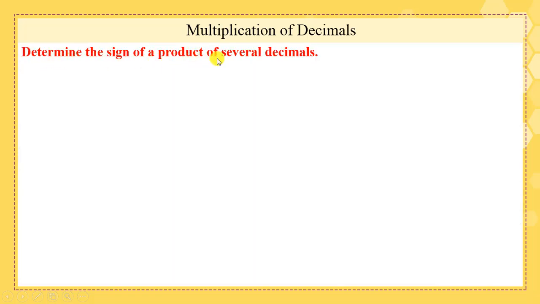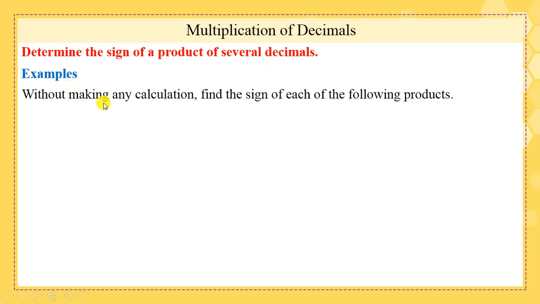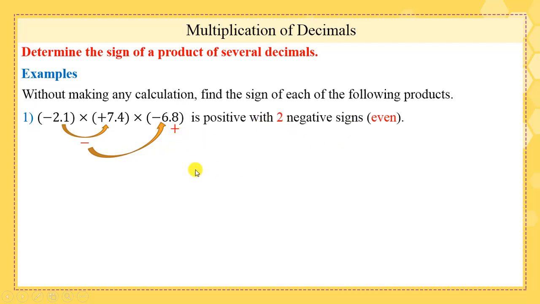Now how to determine the sign of a product of several decimals. Examples. Without making any calculation, find the sign of each of the following products. We have to start first with the detailed method, then we distinguish the rule. Negative times positive, opposite signs, negative. Now negative times negative, same sign, positive. Then this product is positive with two negative signs, 1, 2, and 2 is even.